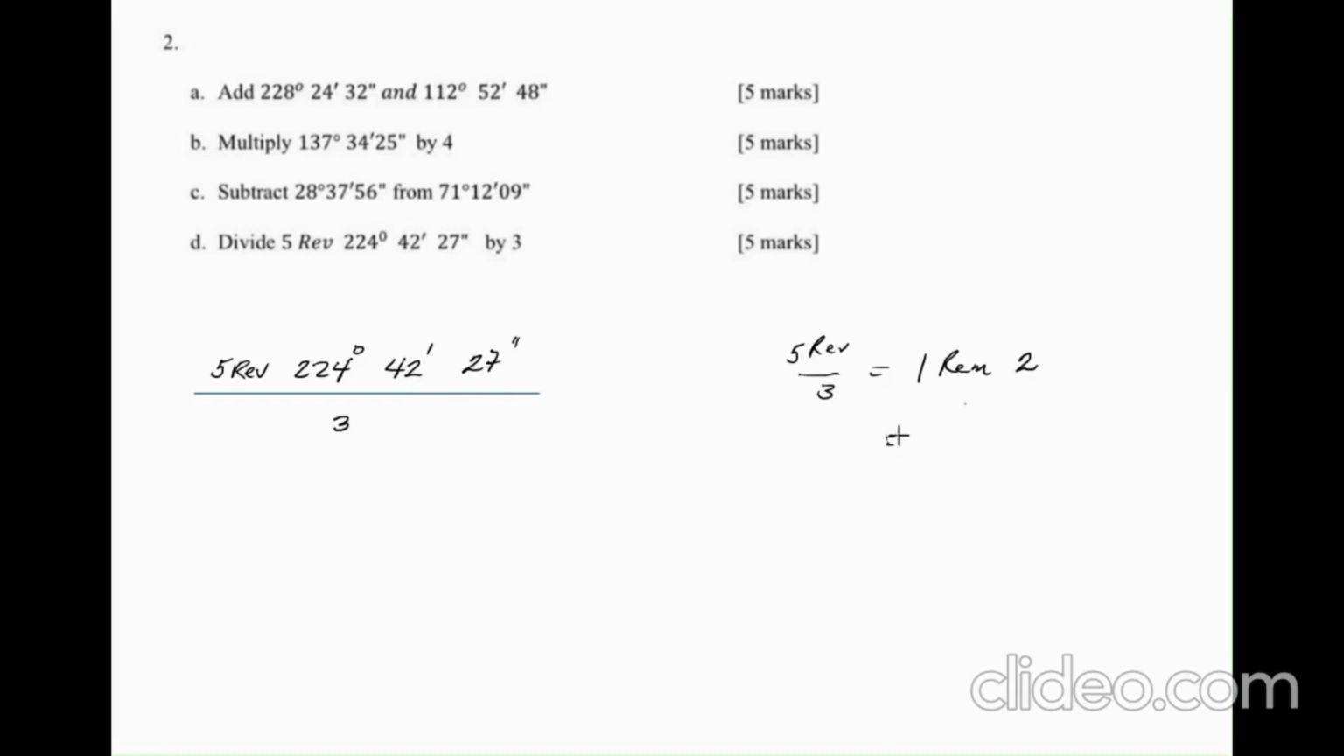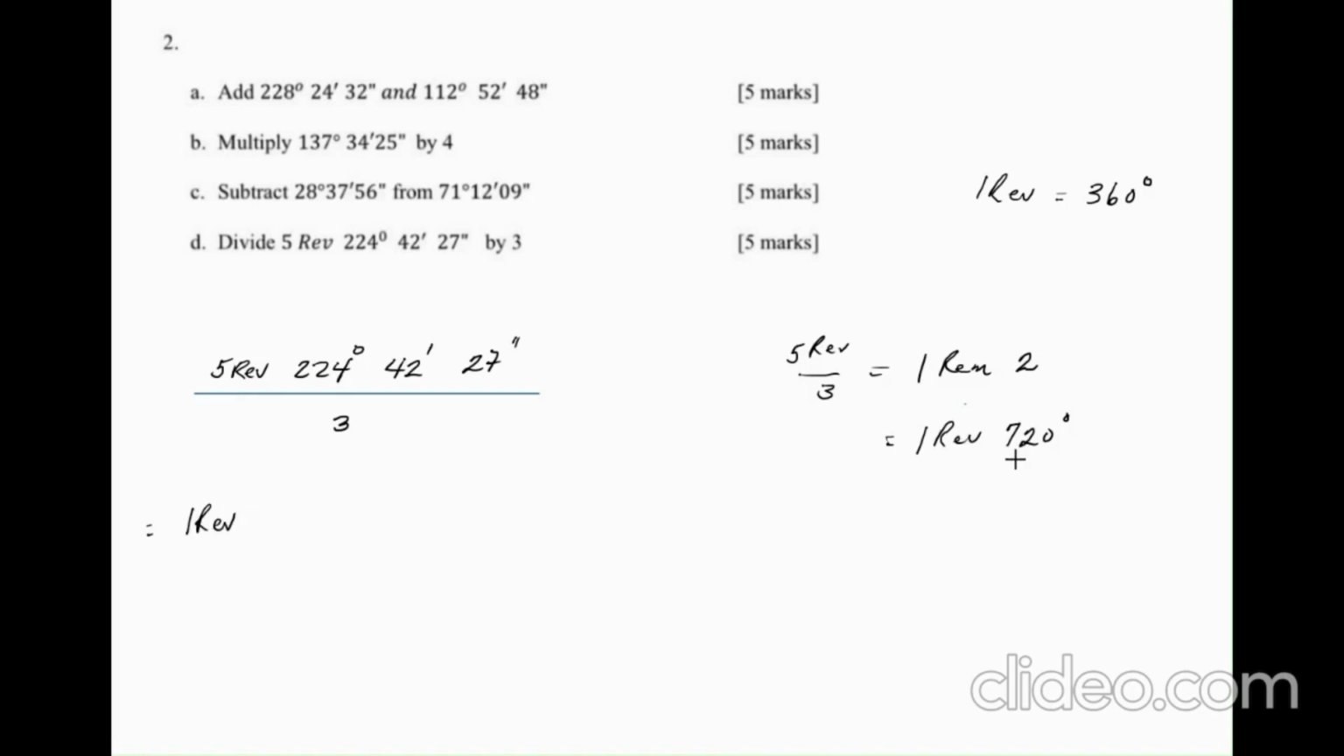And so this is really 1 revolution with a remainder of 2 revolutions, which is 720 degrees. Remember, 1 revolution is equal to 360 degrees. So when I have a remainder of 2 revolutions, that's really 720 degrees. Okay? So now I'm writing my answers here. So what I have here is 1 revolution.